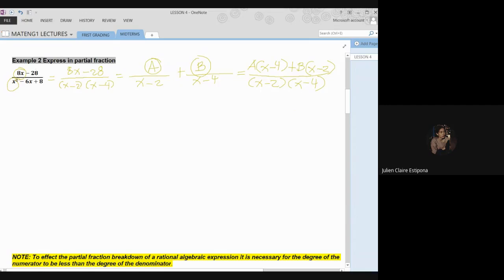All right. So to be able to get the value of a and b, we just copy the numerators, which is 8x minus 28 is equal to the numerator, which is this one. So we copy that one. That is 8x minus 28 is equal to a multiplied by x minus 4 plus b multiplied by x minus 2. So what we are going to do there is choose a value of x that makes one of the brackets 0.